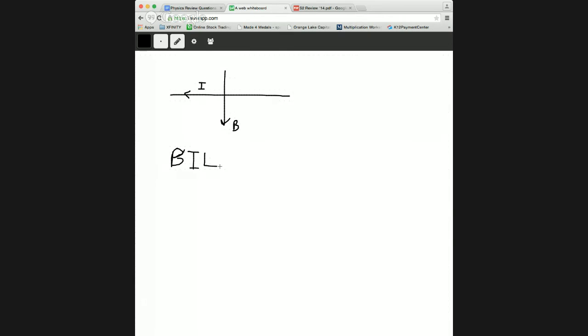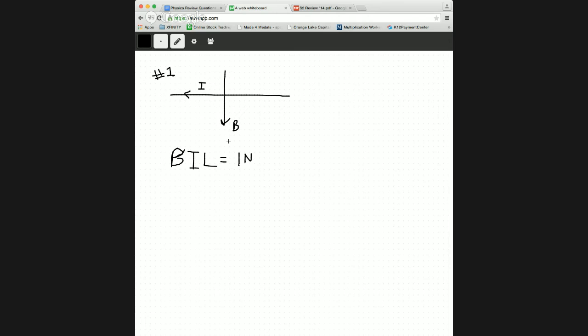So this is number 1, magnetism, right? So 0.4 times 5 times 0.5. Well, I'll go ahead and do it. 0.4 times 5 times 0.5, so 1 Newton.